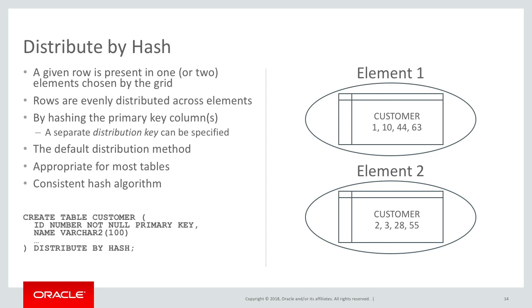As far as how you specify the distribution method for a particular table, you do that in the create table statement. And there's an example here in the slide. So we create customer and we define a primary key and put in some fields. And then at the end of the create table statement, we say distribute by hash. Or since it's the default, if we didn't say anything, it would automatically be distributed by hash.